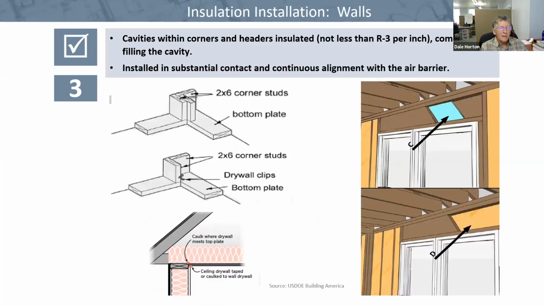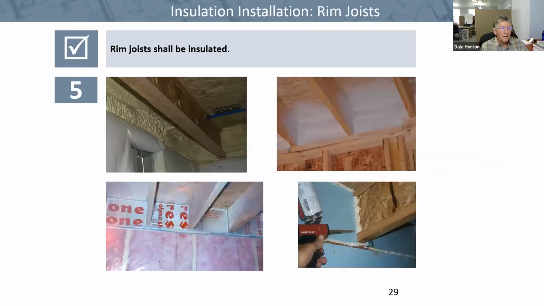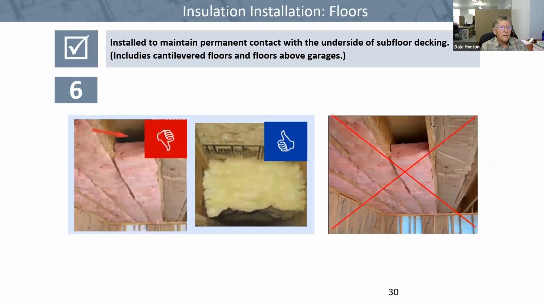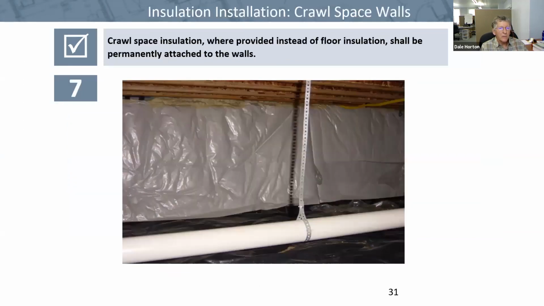You have to insulate at headers and at corners. Rim joists must be insulated, and you are to maintain contact between insulation and floor joists and floor sheathing when you're insulating a floor, usually above a garage. So you can't have a gap between the floor and the insulation itself. You're to have the insulation in contact with the underside of the floor sheathing.